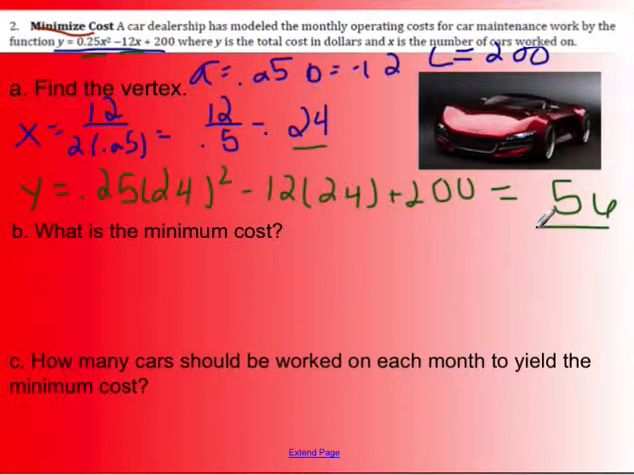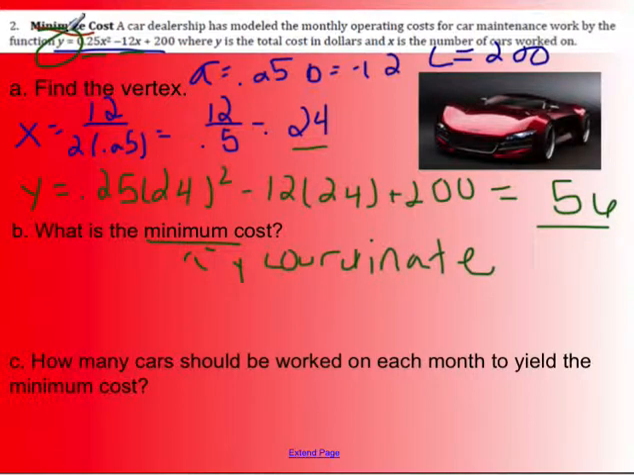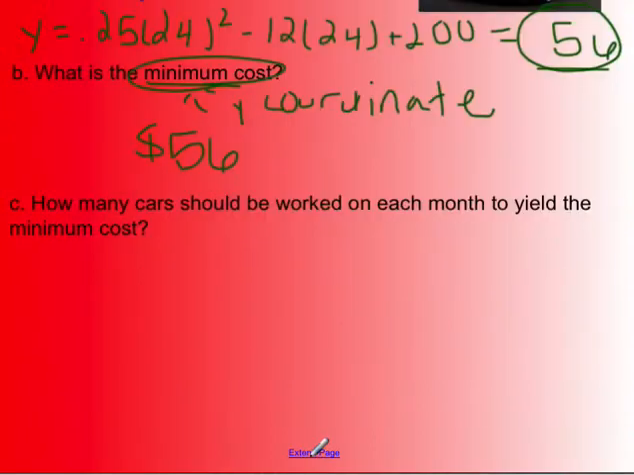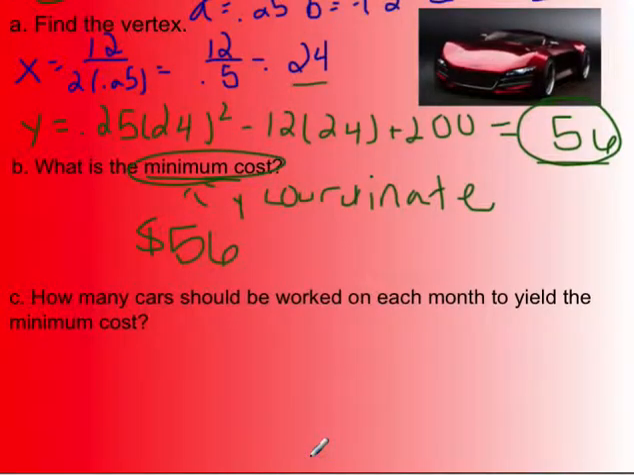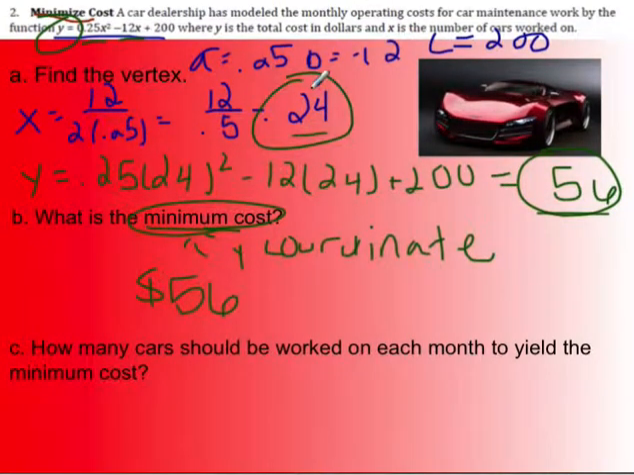Now, what do these magical numbers tell me? When we're talking about the minimum cost itself, that comes from the y coordinate of the vertex. The cost itself is always the y coordinate because the y is modeling that cost function. So that means our minimum cost is going to be $56. How many cars do I need to work on? Well, our x's are what lead to that minimum cost. So the minimum number of cars that need to be worked on is 24 cars. Okay, so that's how you answer that one. The hardest part is labeling it and figuring out where each of those need to go.